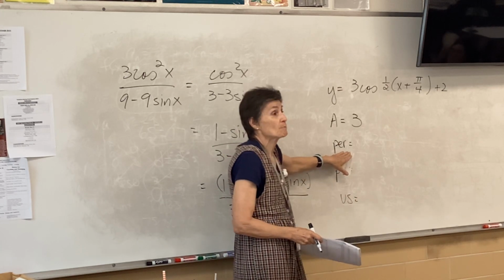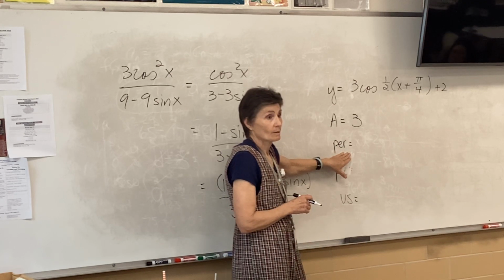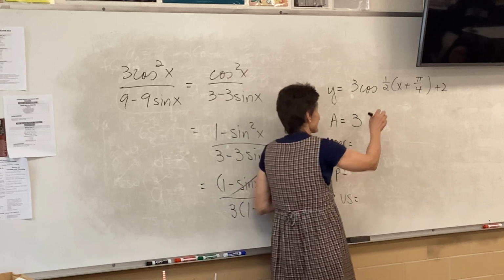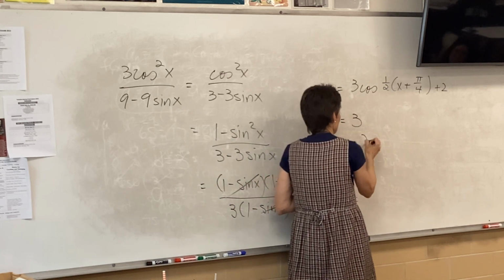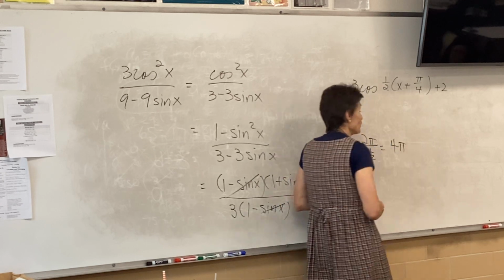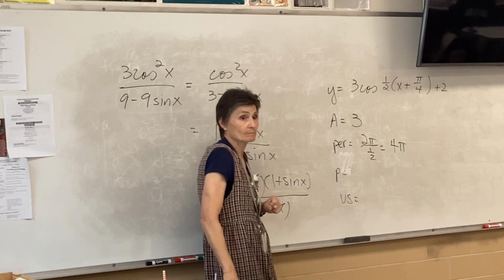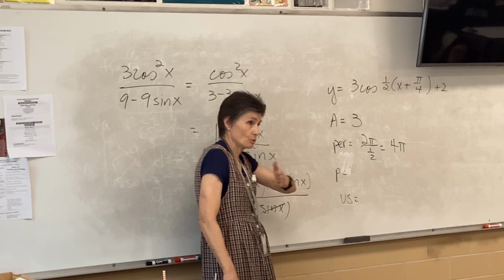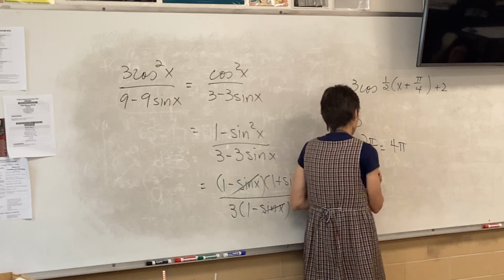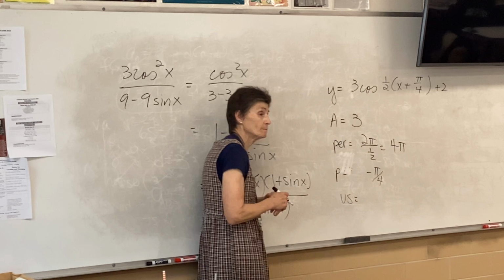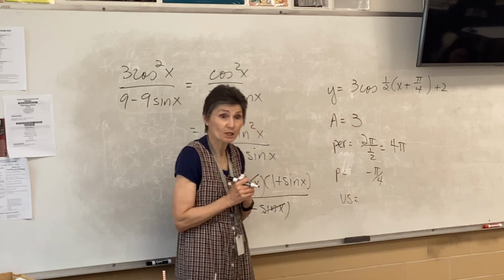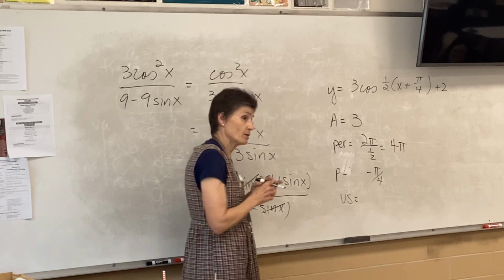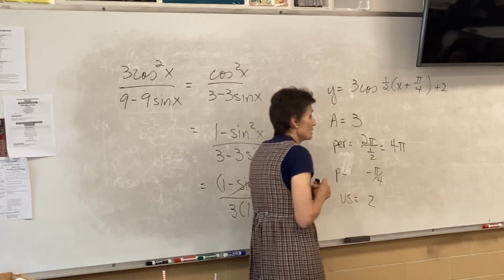All right. What's my period supposed to be for a cosine? 2 pi. For a cosine and sine, the period's 2 pi. What has this done to that? Divided it by a half, which means my new period is 4 pi. What's my phase shift? That's your horizontal shift. Negative pi over 4, or some people say left pi over 4. It means that instead of starting at the origin, your picture is going to be shifted pi over 4 to the left. And then what's my vertical shift? Up 2, or positive 2.